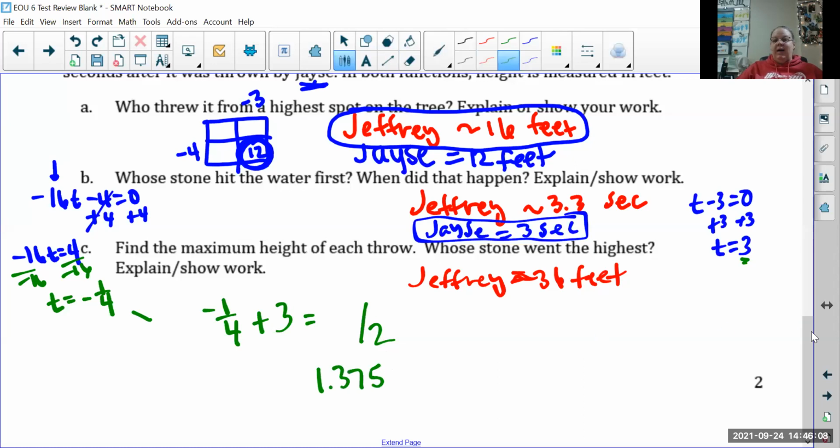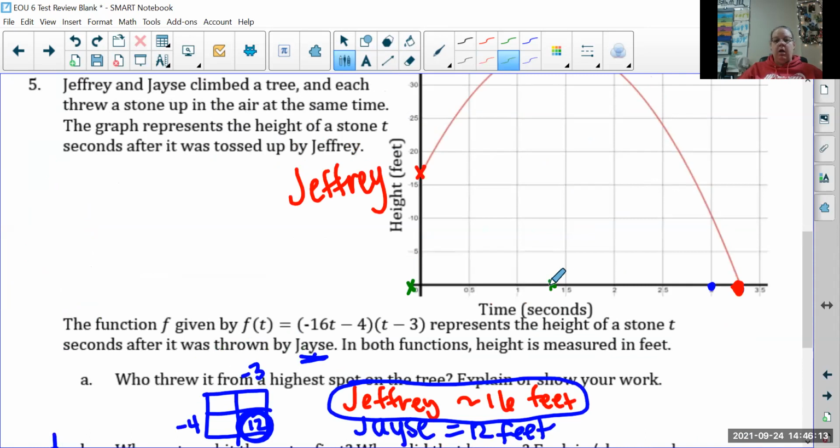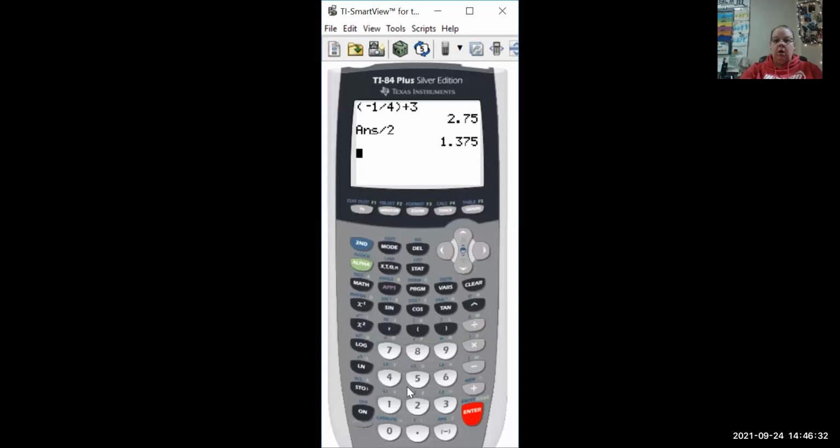1.375. That's the number of seconds when Jace's rock got to its highest point. So somewhere in here is where he got to his highest point. But again, we don't know how high it is. To figure out how high it is, I need to plug that 1.375 in for this t and for this t, so that I can find the height. So going back to my calculator, I'm going to plug 1.375 in for the t. I'm going to type it in. Make sure you use the negative sign, not the subtraction sign, which is what I just did.